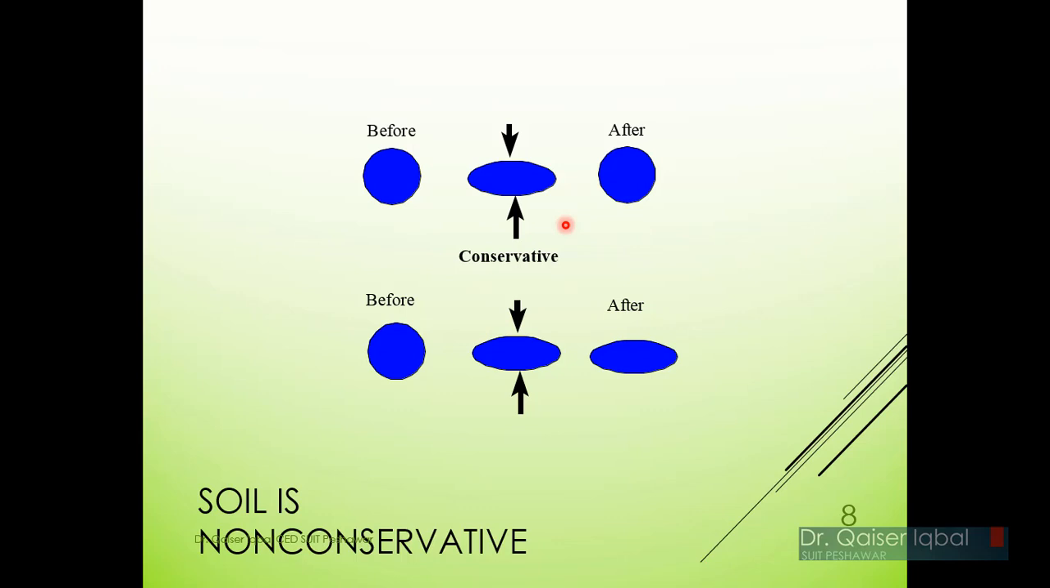Then soil is non-conservative as well. It does not conserve its shape. It does not keep its shape. Like if you have a rubber ball and you apply load in this direction, it will become like this.